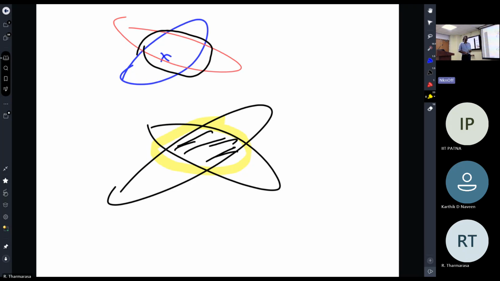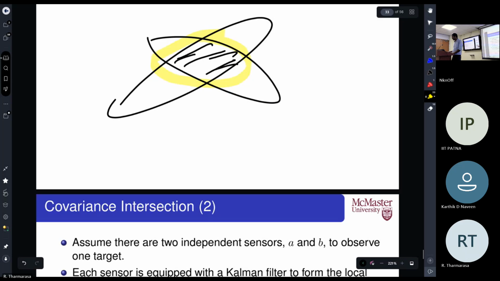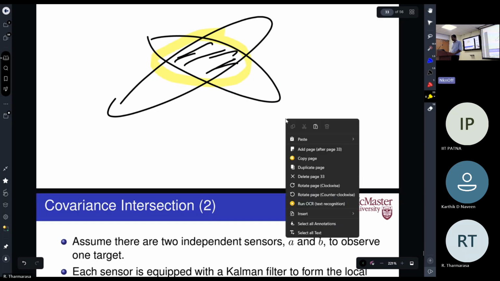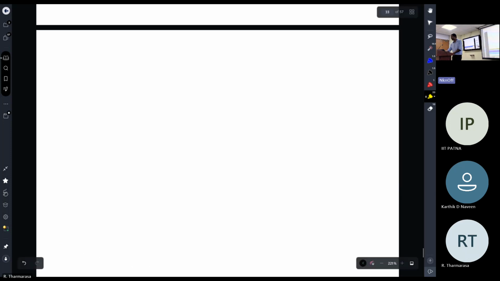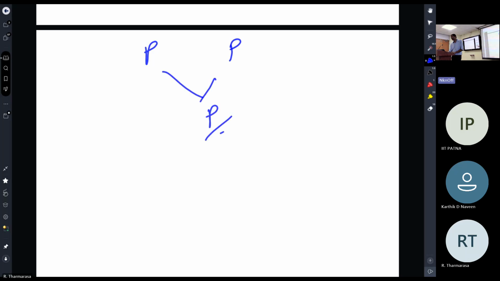Okay, so then you might ask, what is the problem with it? Why don't people agree with it? The reason people don't like this is this. If you remember the scalar problem, we said that if you have P and P, and if you fuse them, there should be P by 2 if there's no correlation. You remember that? If you have two estimates with the same covariance and you fuse them, the updated covariance should be P by 2.